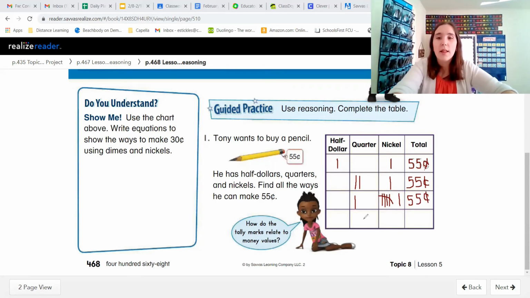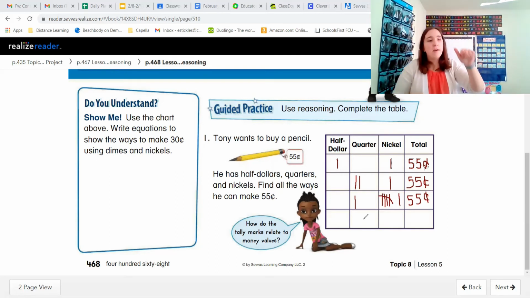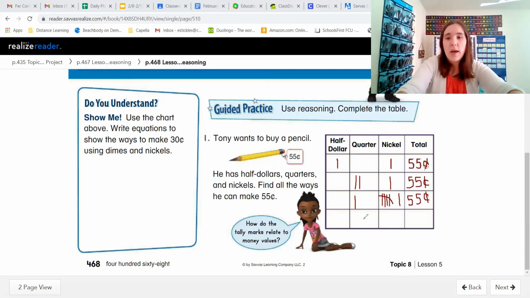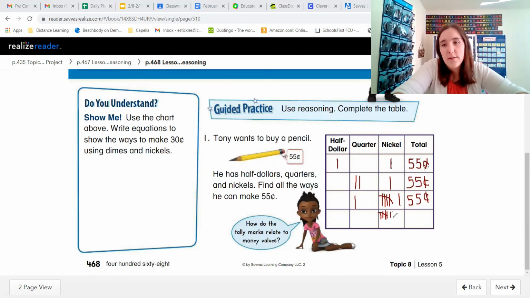Okay, one more way. Let's figure out if we can do this with no quarters at all. So let's start by counting by 5s all the way to 55 and see how many nickels we need. So 5, 10, 15, 20, 25, 30, 35, 40, 45, 50, 55. I would need 11 nickels. So we're going to write 11 nickels. 1, 2, 3, 4, 5, 6, 7, 8, 9, 10, 11. That's 11 nickels, and 11 nickels is another way to make 55 cents.